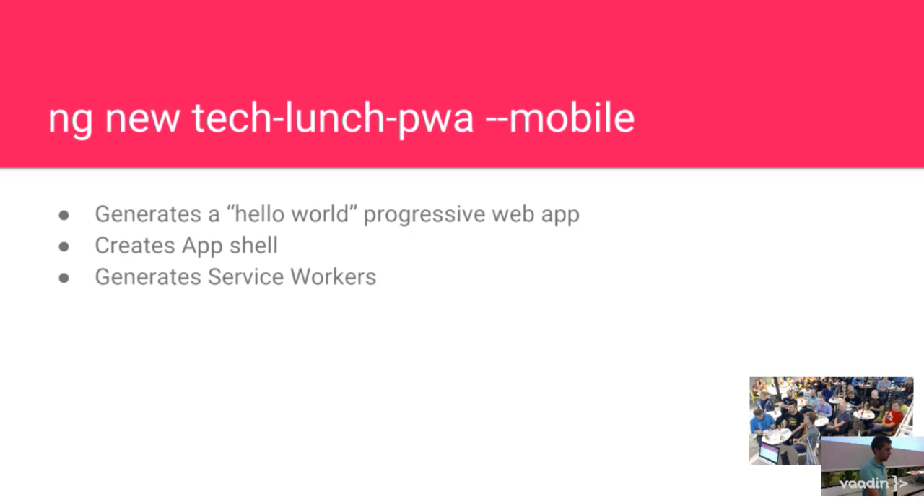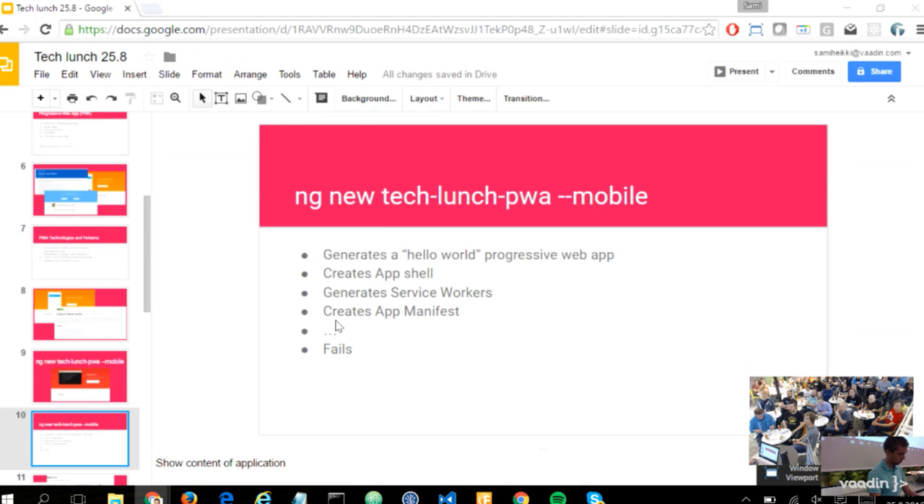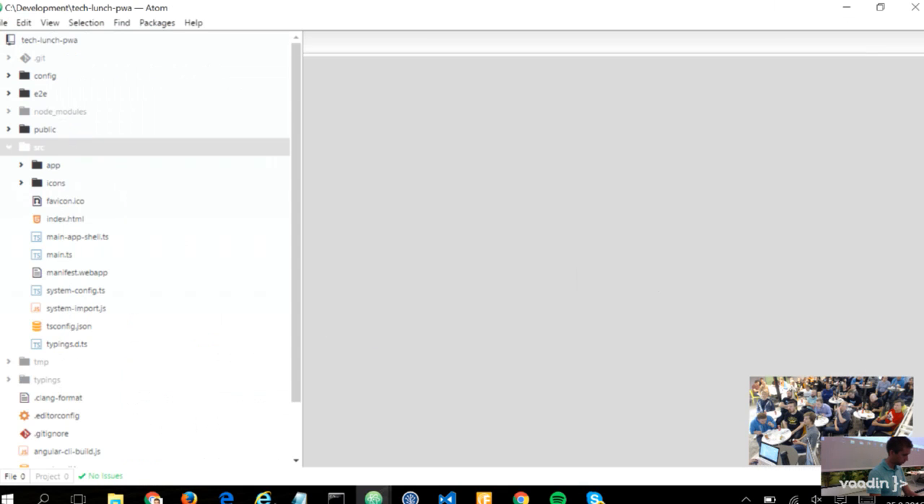When you are building the application, it will automatically generate the service workers for you, so you don't have to create them manually. It will also create the app manifest, the JSON file, automatically, so you don't have to create it yourself. And then the last thing that it will do, it will fail. I can show actually how it's working on my computer right now.